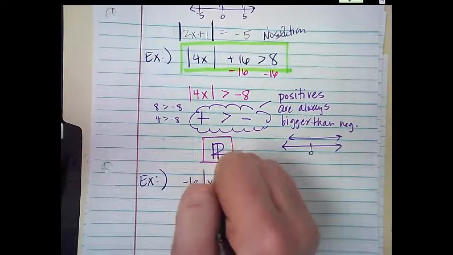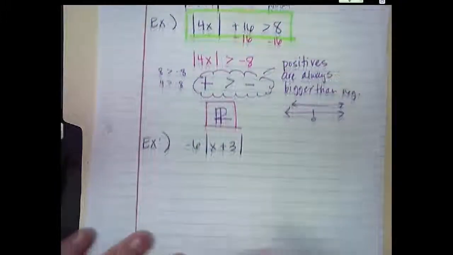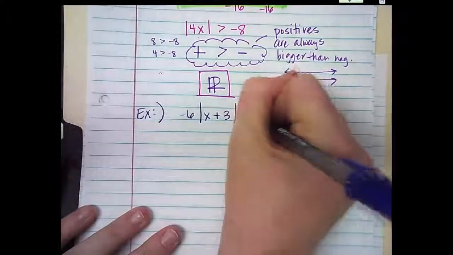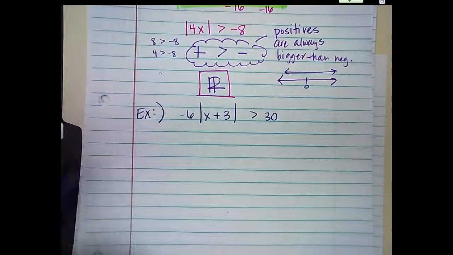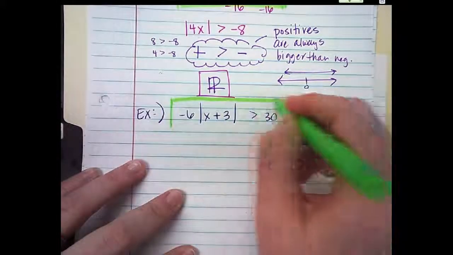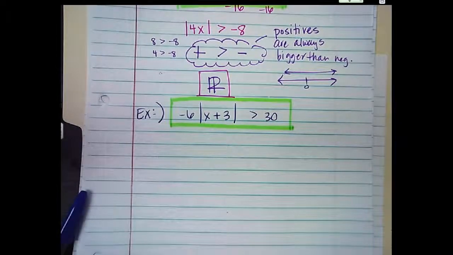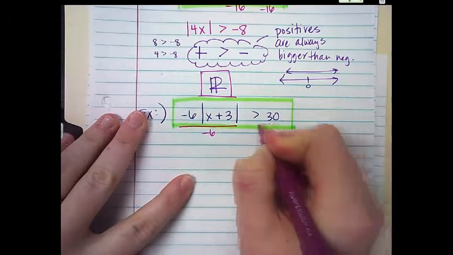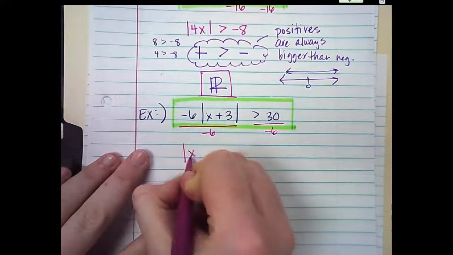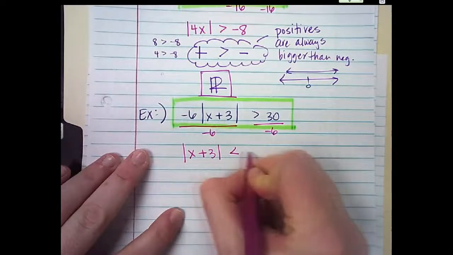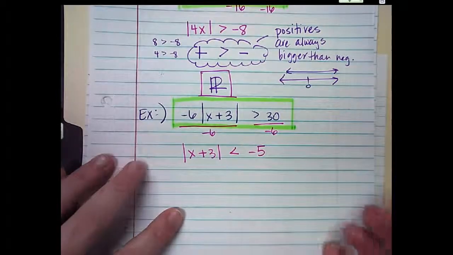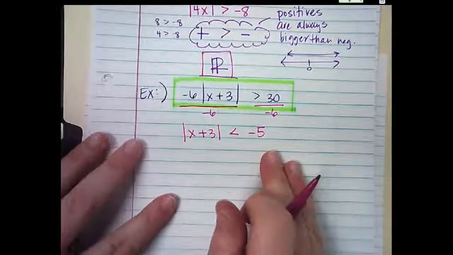Okay, so this is the last one. Negative 6 times absolute value of x plus 3 greater than 30. All right, what would you do first? Divide by negative 6. What's happening when I divide by that negative 6? Flip the sign. So absolute value of x plus 3 is less than negative 5. I see a negative, so something weird is going to happen.